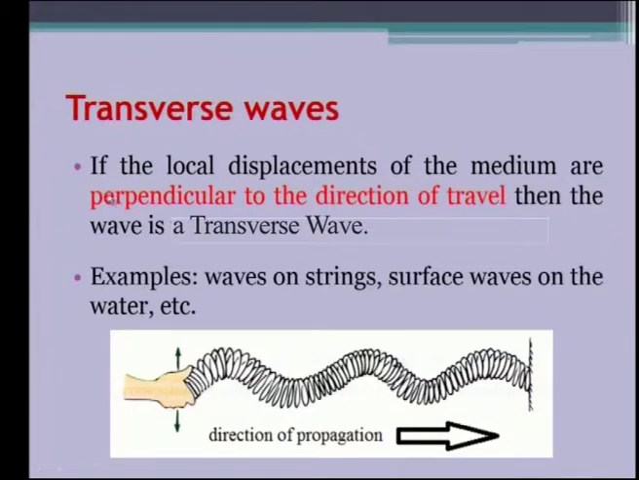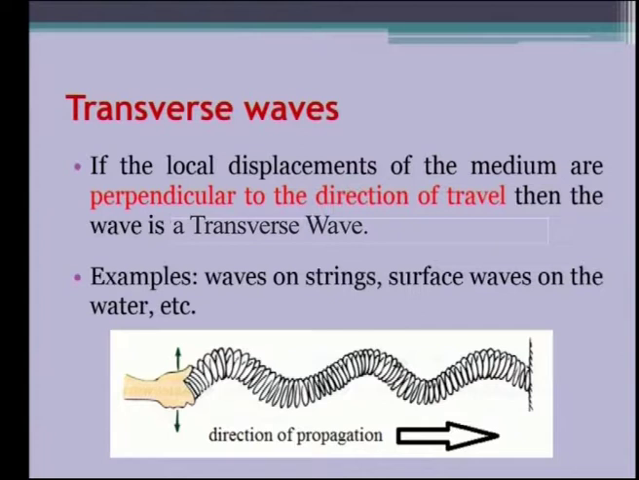So, in a transverse wave, if the local displacements of the medium are perpendicular to the direction of travel, then the wave is a transverse wave. See, here the hand is moved up and down, the wave is propagating in the x direction, but the vibration, the displacement is in the y direction. So, when they are perpendicular to each other, the direction of propagation is x, the direction of displacement is y. In that case the wave is called a transverse wave.